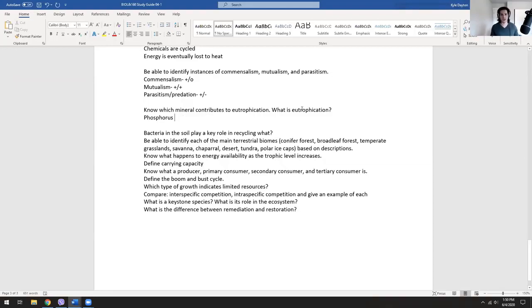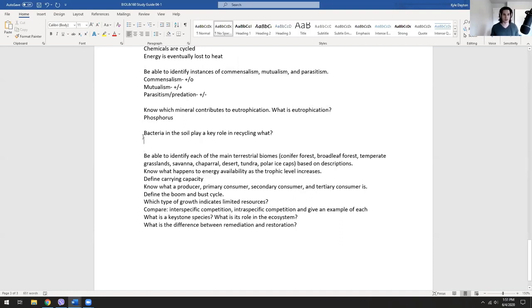Well, when you get that algal bloom over the surface, you're blocking light from penetrating the water as well as blocking oxygen from diffusing into water. And so what happens is the decline in biodiversity. So eutrophication would be a lake essentially becoming more like a wasteland or a grave of many things underneath the algal bloom. Bacteria in the soil play a key role in recycling nitrogen.